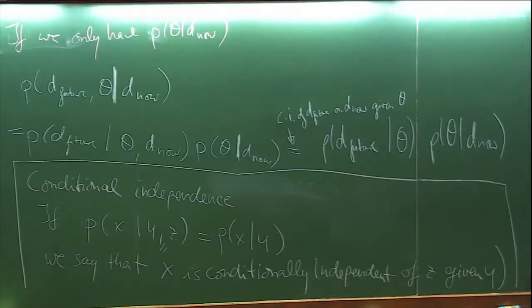So this is one way you can use the posterior and how you can interpret it. The posterior really is the end product of Bayesian inference. Yes?